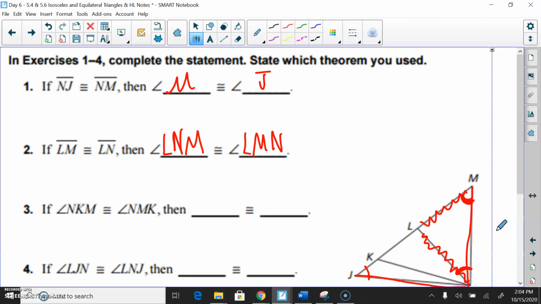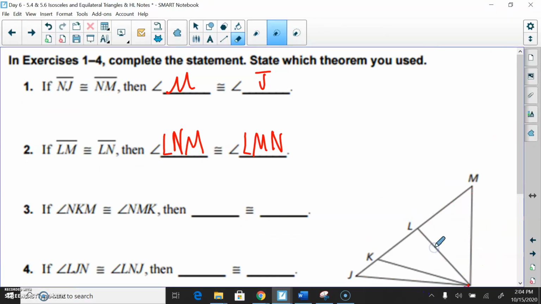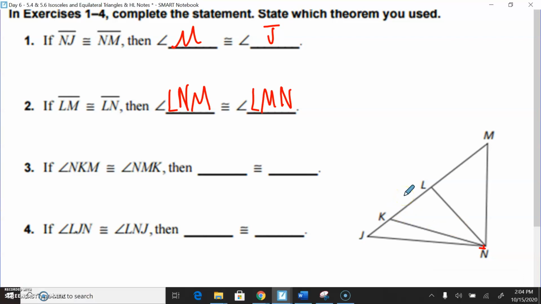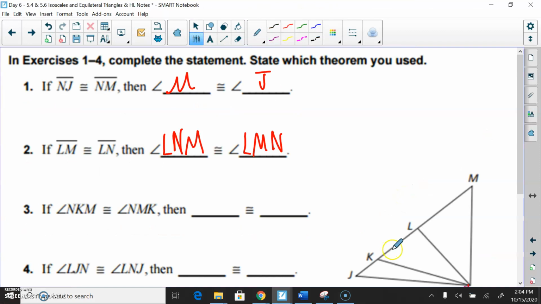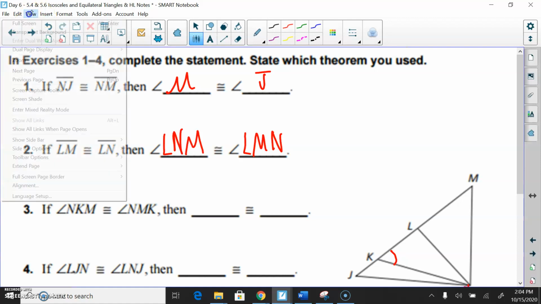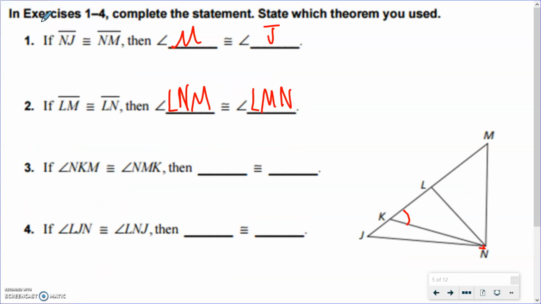Okay, then also I'm going to erase my drawings here and then go back to full screen. So also we can look at angles, and so if NKM, so that's this angle here, is congruent to NMK, which is this angle here, then we can say this side and this side are congruent as well. So that's NK is congruent to NM.